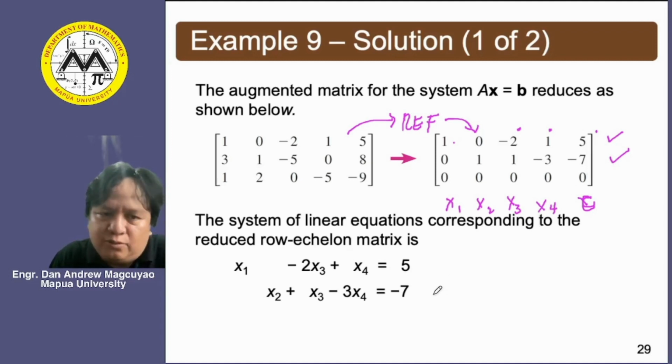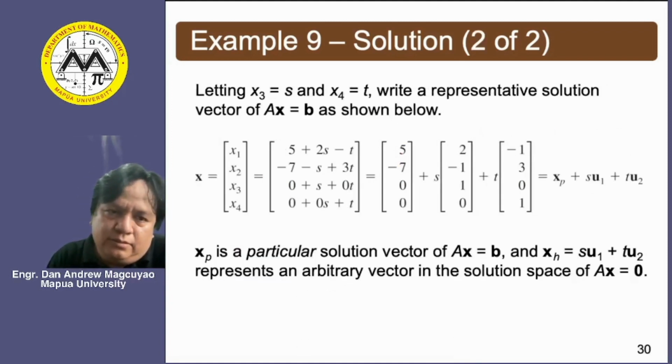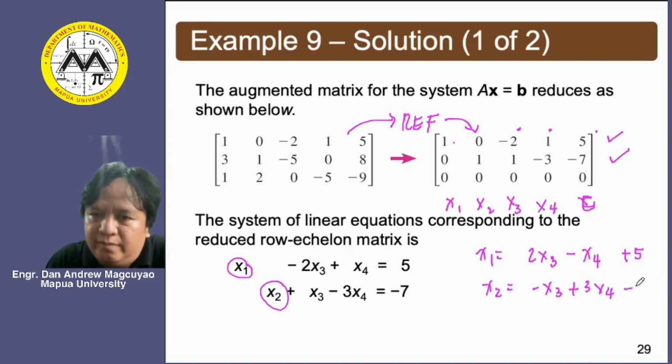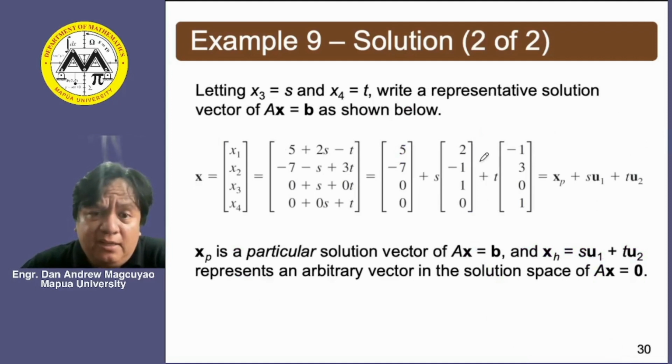We can find the solution to this by setting x1 and x2 as the leading variables. So x1 equals 2x3 minus x4 plus 5, and x2 is equal to negative x3 plus 3x4 minus 7. The given system would yield 5 plus 2s minus t, negative 7 minus s plus 3t, 0 plus s plus 0t, 0 plus 0s plus t. For the particular solution x sub p, we have 5, negative 7, 0, 0.